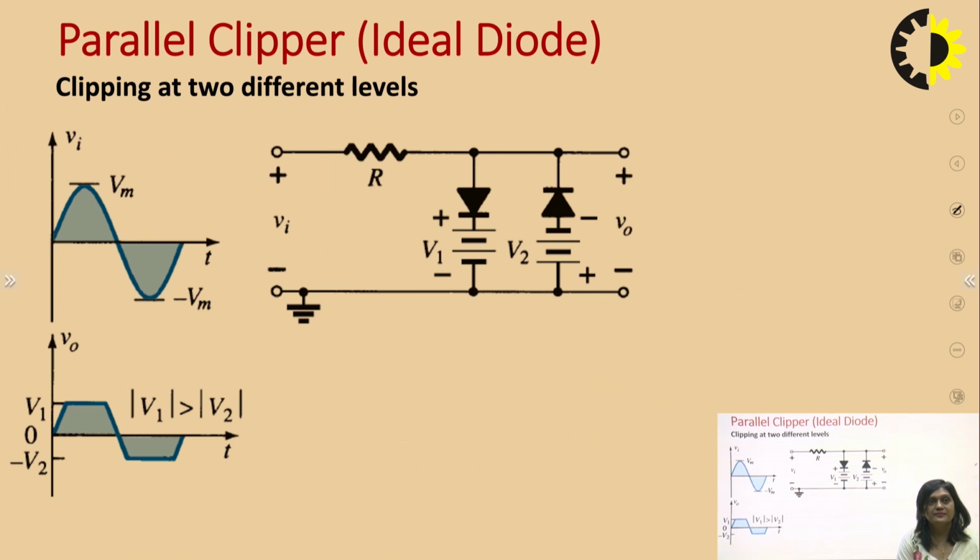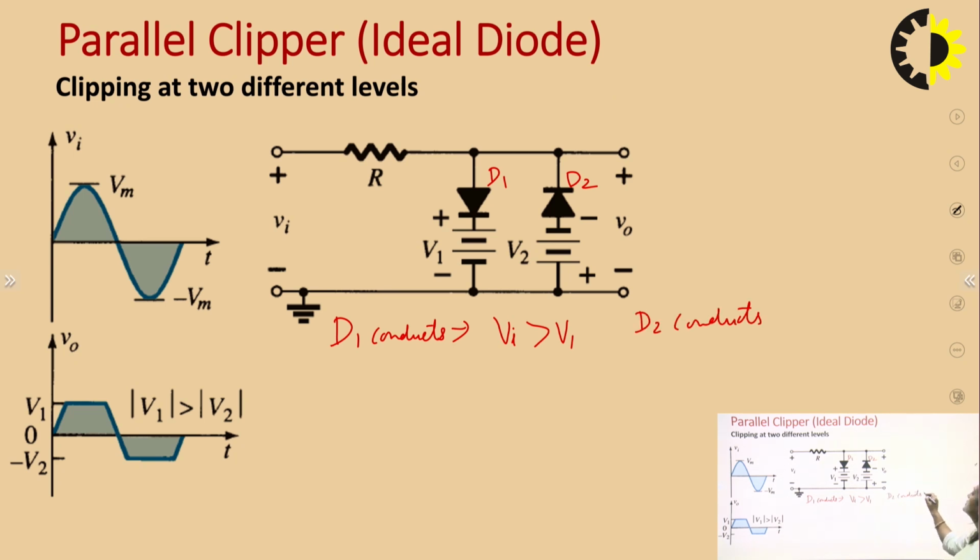So next is the combinational clippers. Here we can see two diodes with two supply voltages V1 and V2. Like this is our diode D1, this is diode D2. D1 will conduct when Vi is greater than V1, and D2 conducts when Vi is less than minus V2.